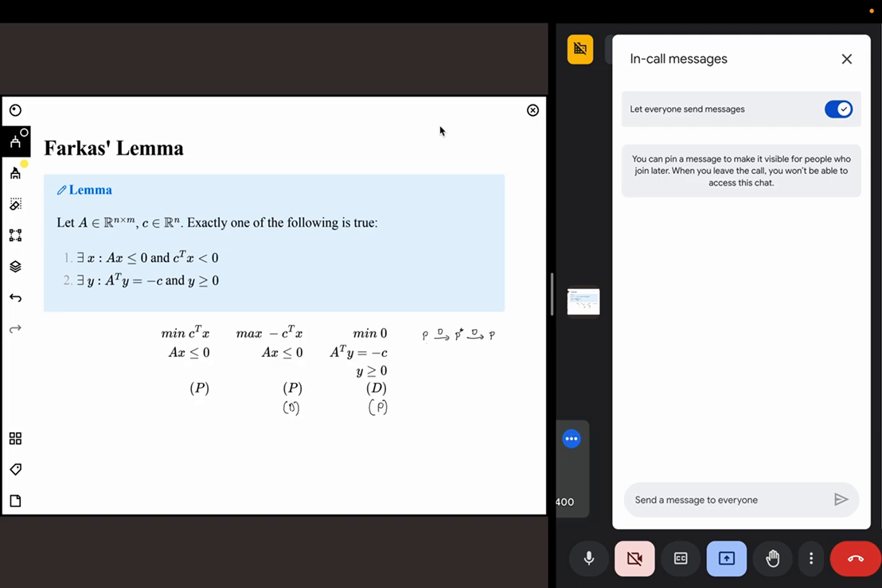Why is this lemma important? That we will see in the coming weeks, where we actually make use of this lemma and derive some other properties for convex problems. But for now, it is sufficient if you understand that only one of them is actually true, and that can be explained from the primal dual theorem concepts that we have discussed last week.